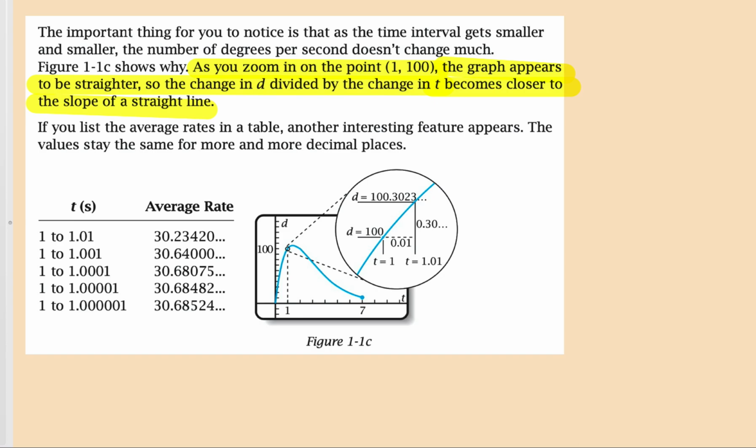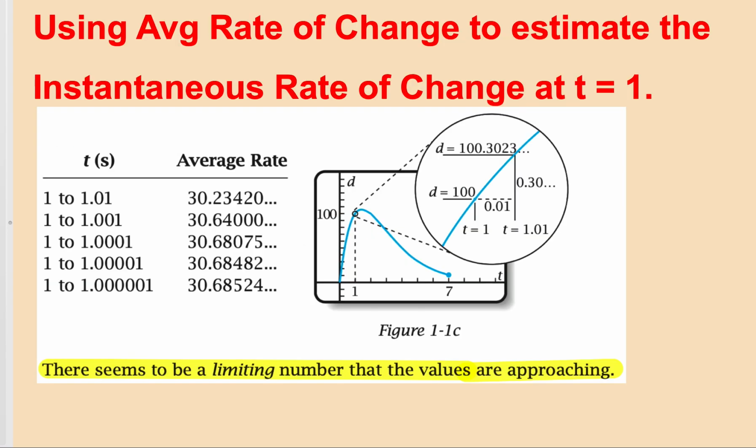There's a point at which we go right into focus on that point, and you can see that the difference between the 2 points, when they're really close together, looks like a line. So what we're doing is using average rate of change to estimate the instantaneous rate of change. We can't really compare at the point 1 and the point 1. That is not possible. But we can compare at 1 and a point close to 1. And at the very bottom here in yellow, it says there seems to be a limiting number that the values are approaching.